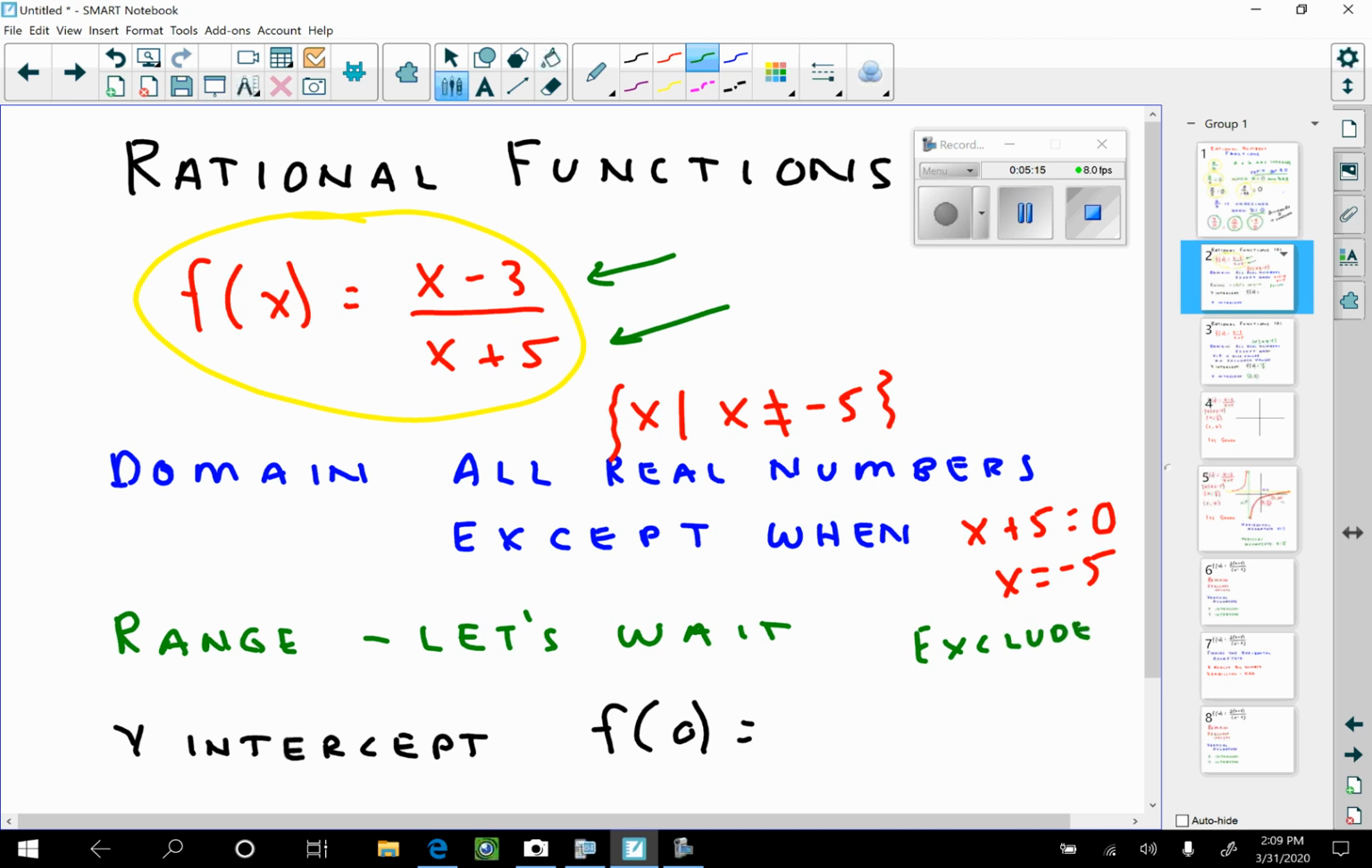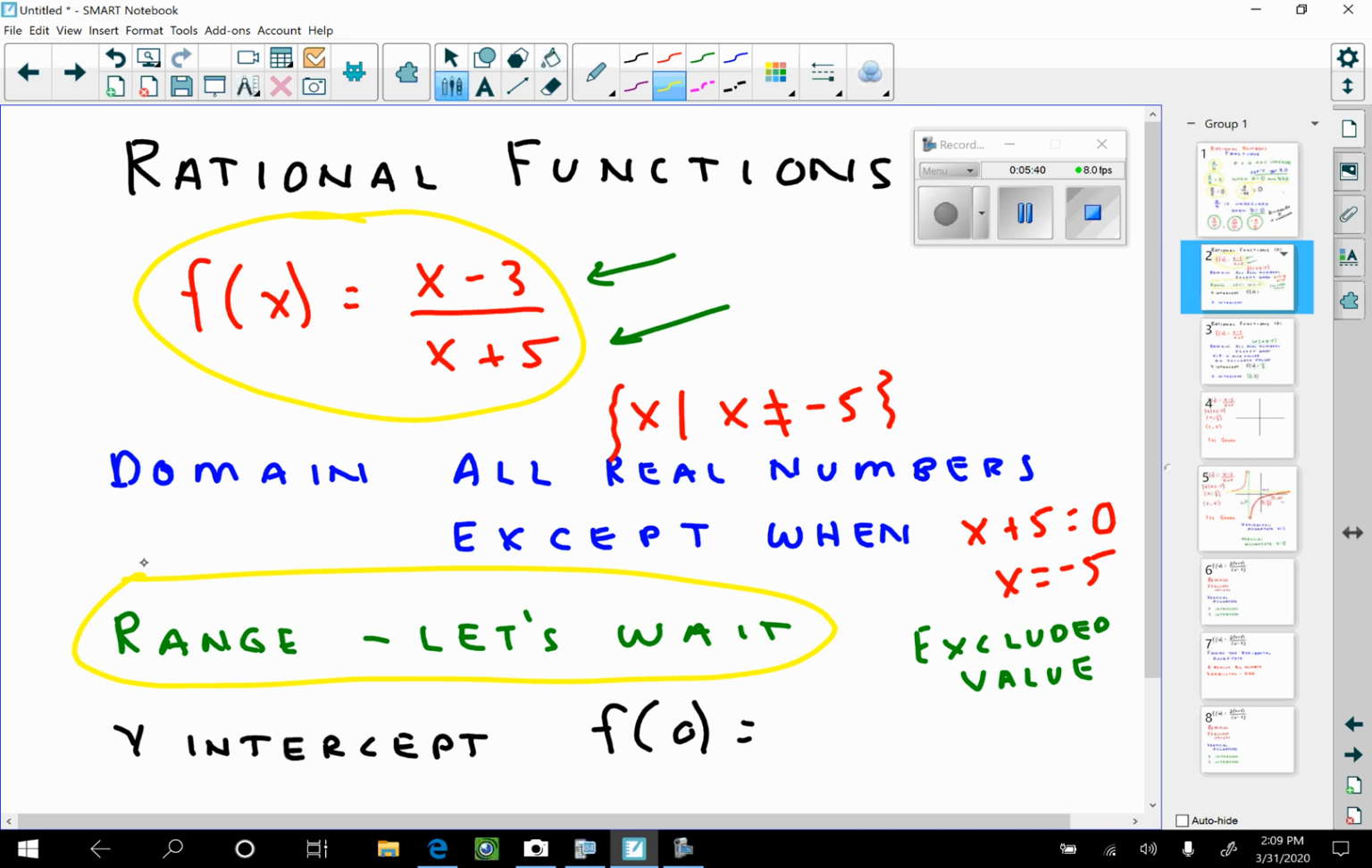Excluded value, because it's excluded from the domain. And I've never called it excluded value, but that's not a bad term for it. It's kind of fitting. It's excluded. X equals -5 is excluded from the domain of that. That's the excluded value. We're going to wait to talk about the range of this function until probably pre-calculus.